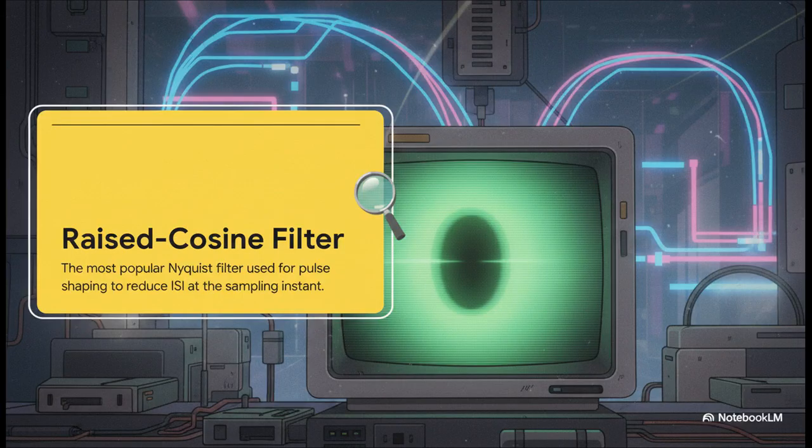And the hero of our story, the tool that performs this incredible trick, is called the Raised-Cosine Filter. It's a special kind of filter that shapes our data pulses into that perfect form, making sure that at that one precise sampling instant, the interference from all the other symbols is exactly 0. It is our champion in the fight against ISI.